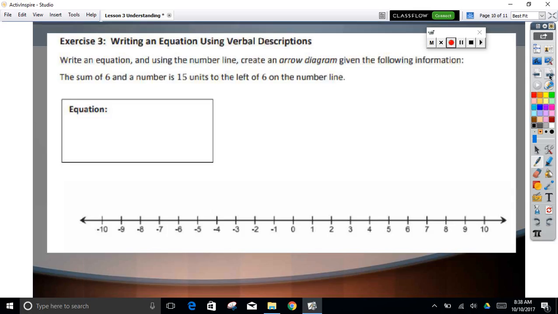Okay, exercise 3. Write an equation and using the number line, create an arrow diagram given the following information. The sum of 6 and a number is 15 units to the left of 6 on the number line. All right, if you haven't already thought about this, I want you to take 30 seconds or so just to think about what that equation might be. You can write it down if you want to.